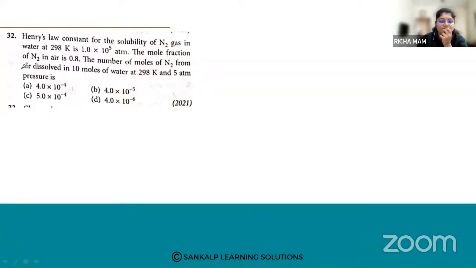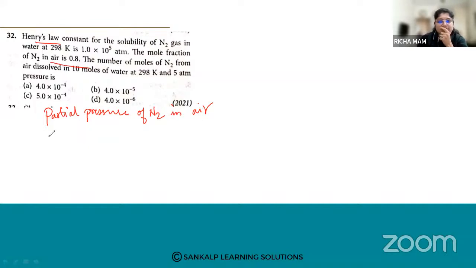Yes. So partial pressure is given, the partial pressure of N2 in air. Okay, so let us find out. This is a question based on Henry's law. We have to find the number of moles of N2 from air dissolved in 10 moles of water, at 298 Kelvin and 5 atmospheric pressure.